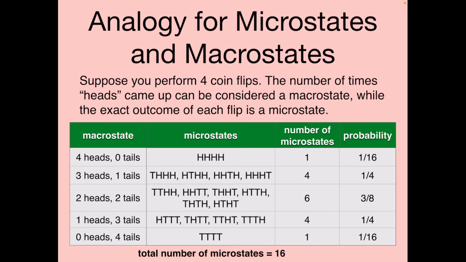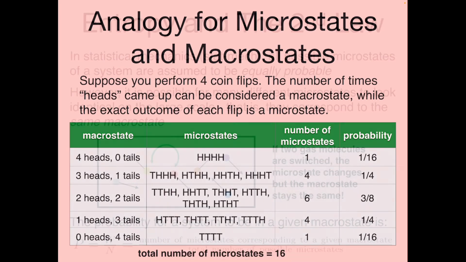And so here's the takeaway point of this analogy. If I think about all of the possible microstates of a system, if I actually just list them all out, I can use that to calculate the probability of getting a certain macrostate. Okay, that's what I want you to see from this analogy.